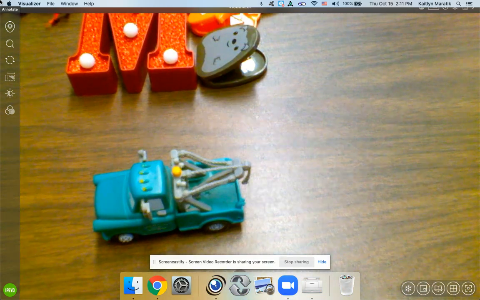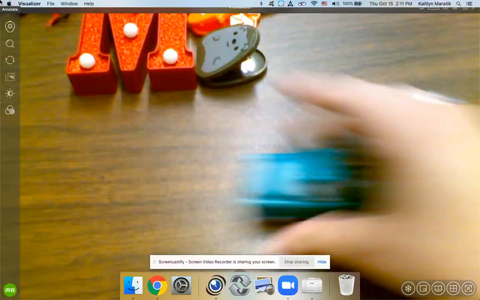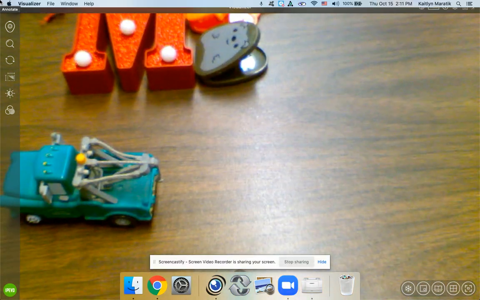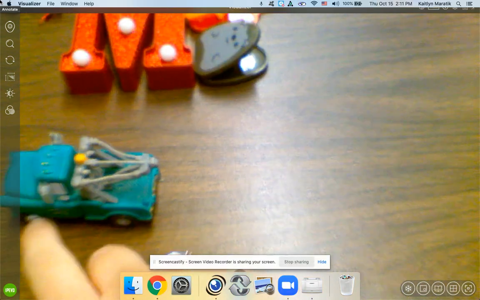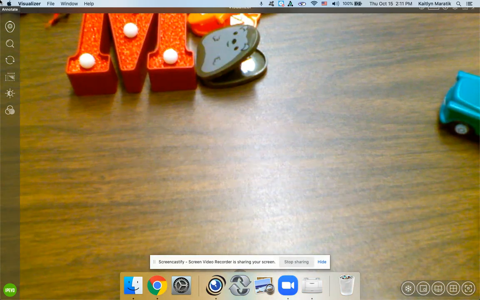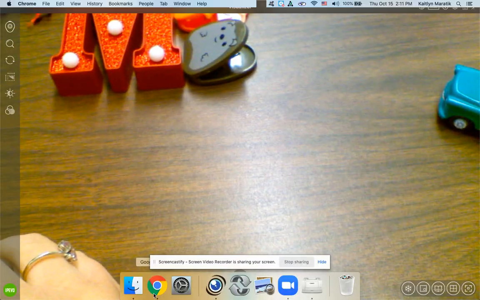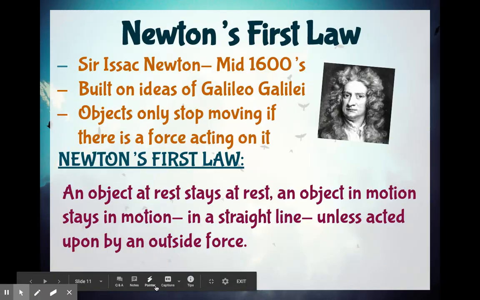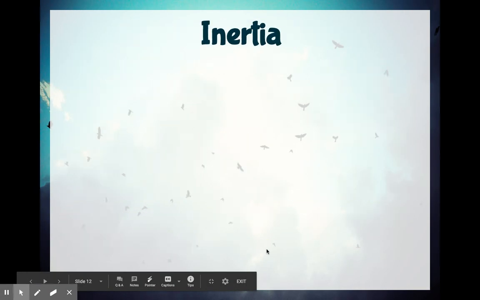Object at rest stays at rest. Object in motion stays in motion in a straight line unless acted upon by an outside force. This one here is friction. We can have close to no friction scenarios here on Earth, but everything on Earth always has some friction.